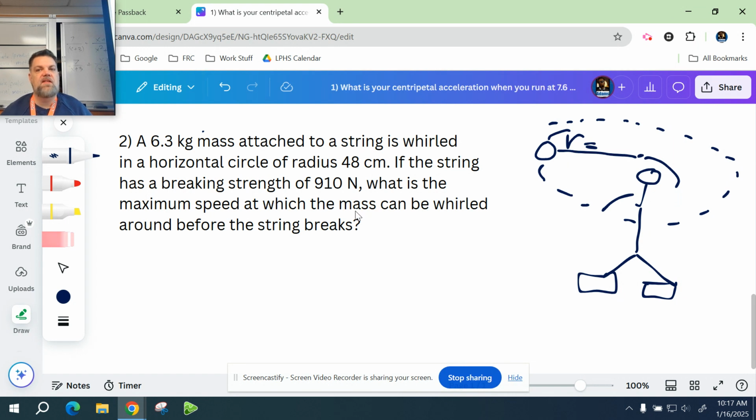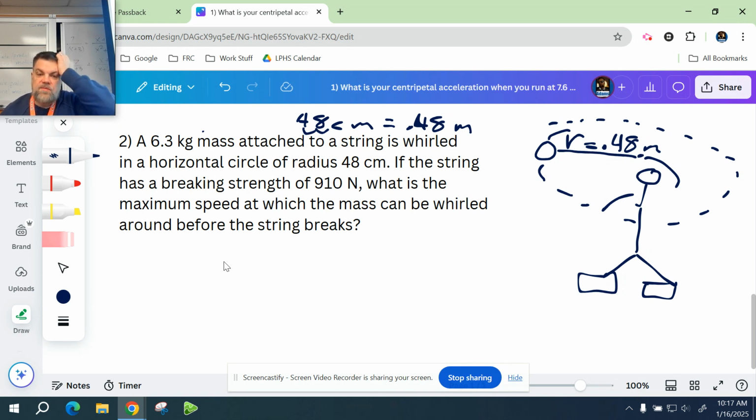But how do I have to rewrite that? What do I have to convert that to for the physics to work? Can I leave it at centimeters? No. I have to convert it to meters. Remember that 48 centimeters is the same as 0.48 meters. You just move the decimal over 2 spaces, 1, 2.